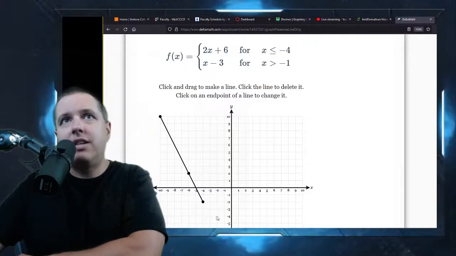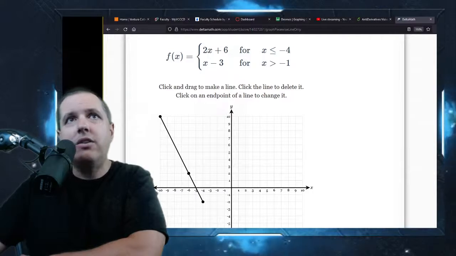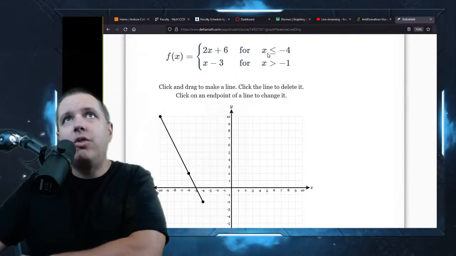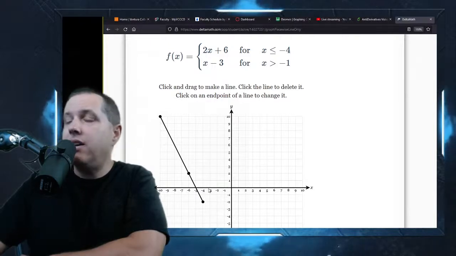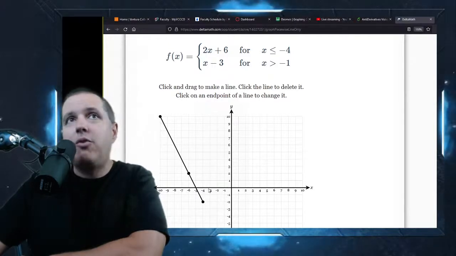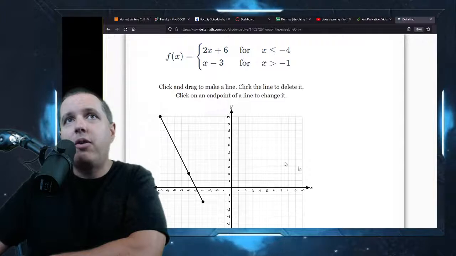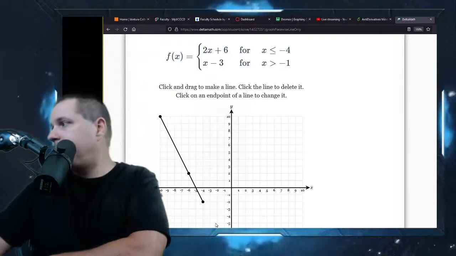Notice how this line doesn't extend. Why am I not drawing this line to extend way down here? Because it's only for x's that are less than or equal to -4. -3 is not less than or equal to -4. So we don't cover this part of the graph with that line.